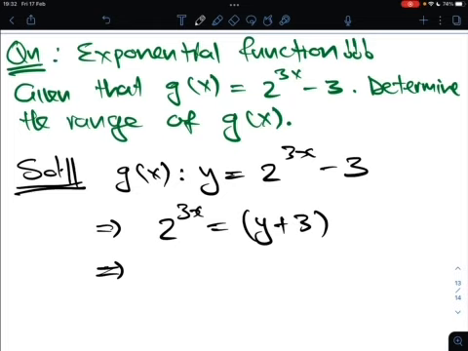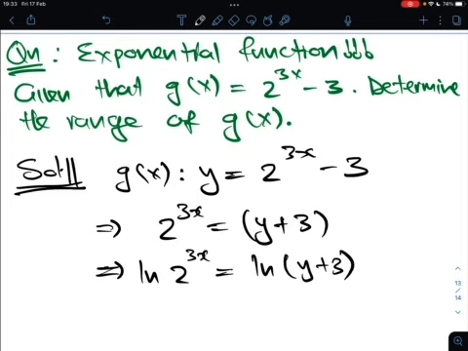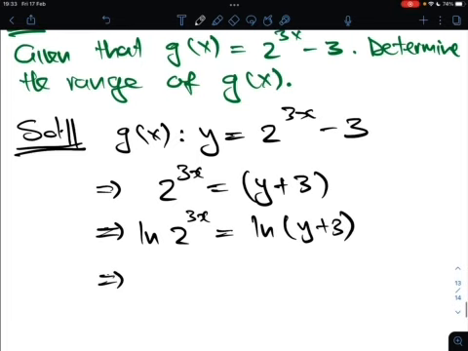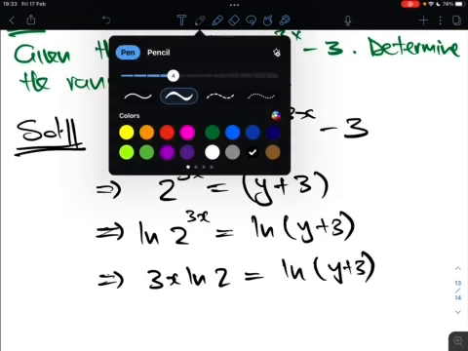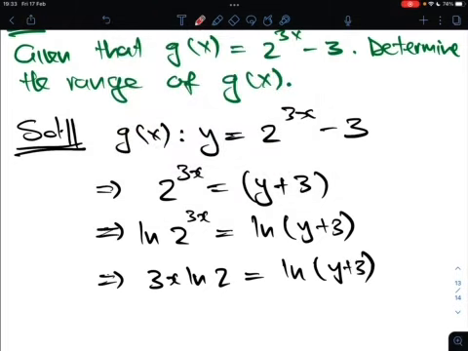Now we know that every time we want to bring down this x, I have to introduce the logarithm. So I'll introduce the natural log to mean that 2 to the 3x is equal to the natural log of y plus 3. Then from here, we know that this means 3x ln 2 is equal to ln of y plus 3. But now I don't need to worry a lot about a lot of things that are happening here. But first we must pay attention to what exactly happened here.